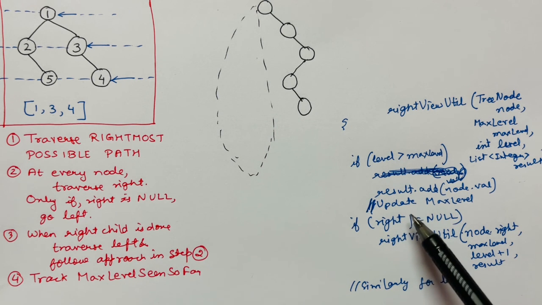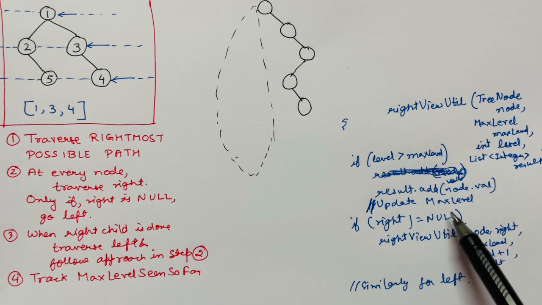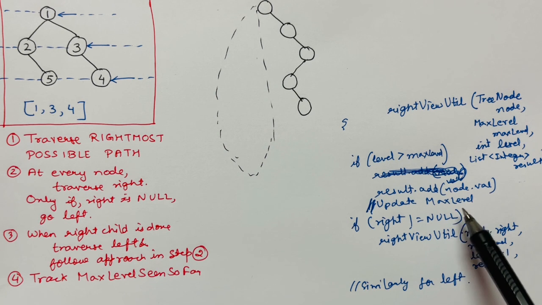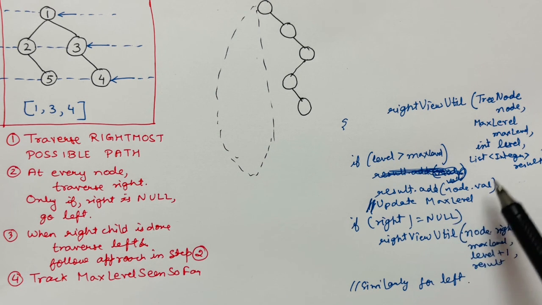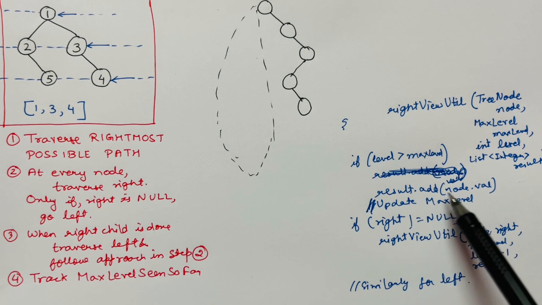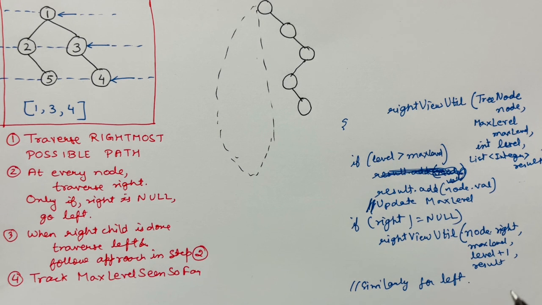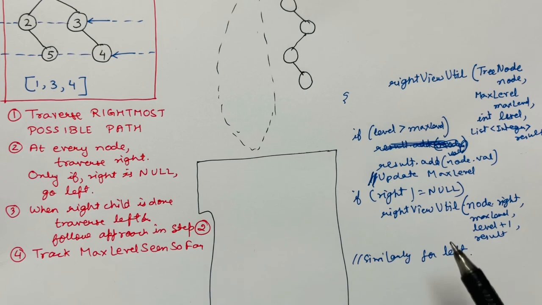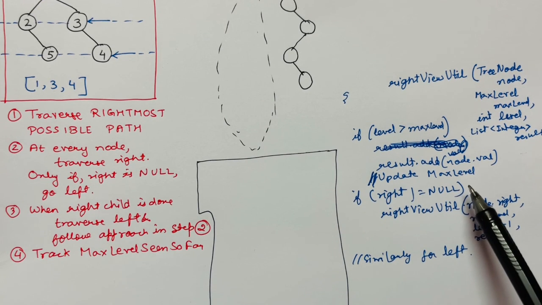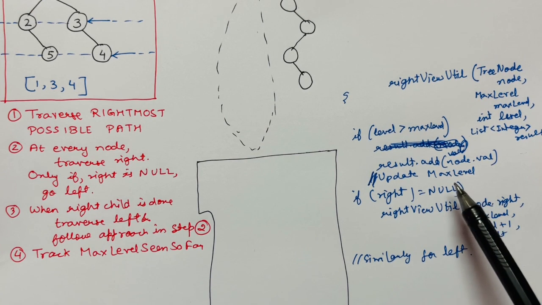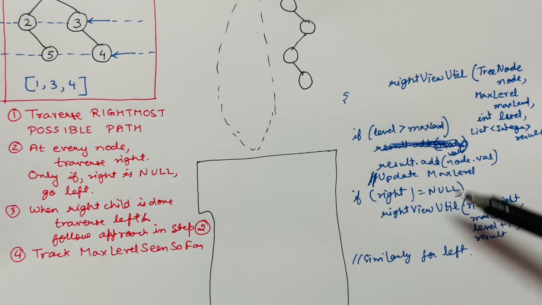Now, coming to the tricky part. How are we tracking max level? We can see that the max level we are not tracking as an integer, but as another data type. And why is it so? The thing about max level is that its value will be constantly updated, and every recursive call should have the access to the updated value of max level.